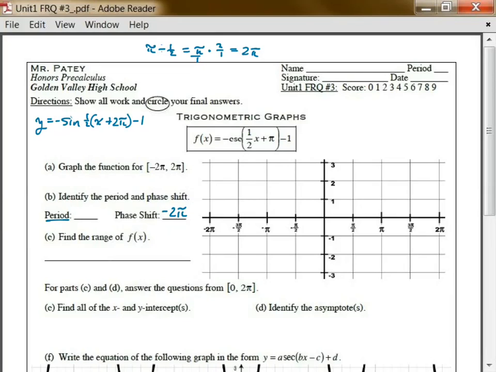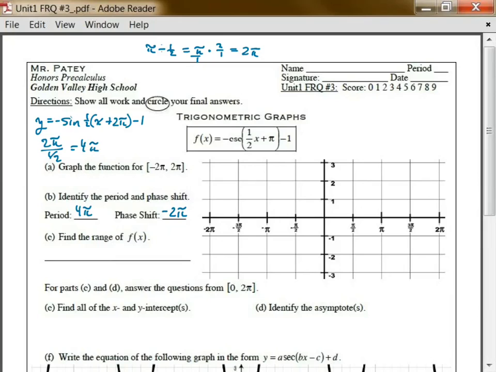Now to find the period, you take 2 pi, which is the normal period for the sine function, and you divide it by 1/2. When I do that, I get 4 pi. So I have 4 pi as my period. Those two things I like to find first before I start actually graphing it.